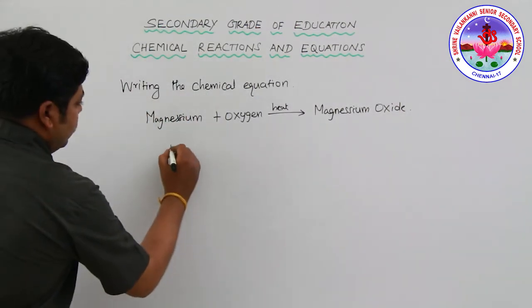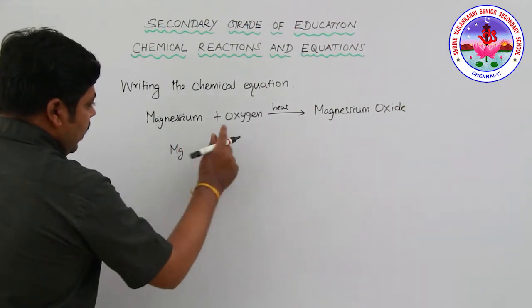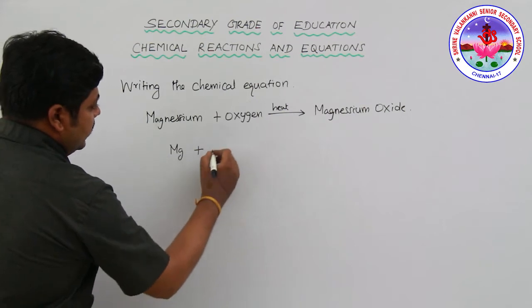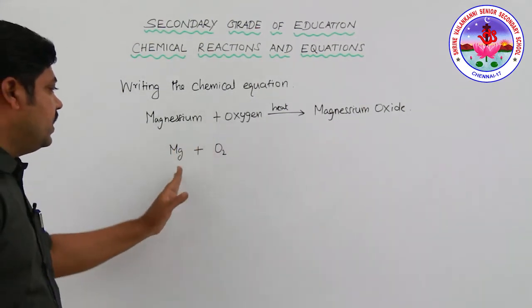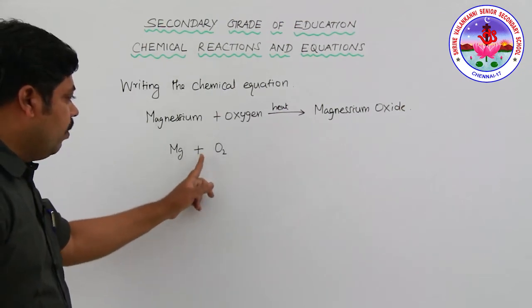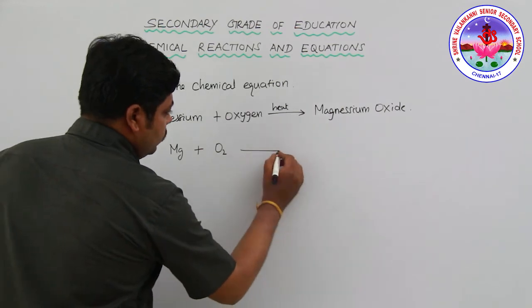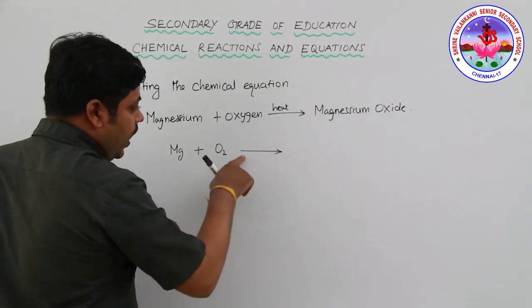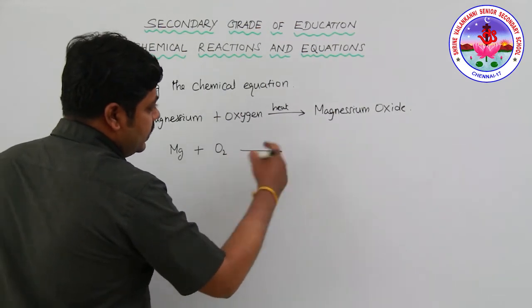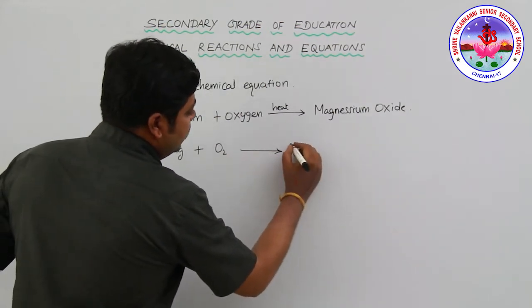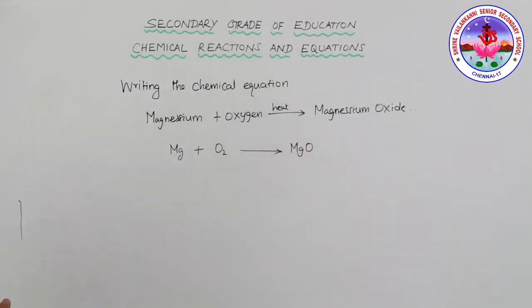See, first write magnesium, this is the reactant side, and one more reactant, that is oxygen. The oxygen is O2. In between the magnesium and oxygen, you have to write the plus symbol. Then this gives, that is equals to, you have to draw the arrow mark. This indicates the product, magnesium oxide. So the formula is like this, magnesium oxide.